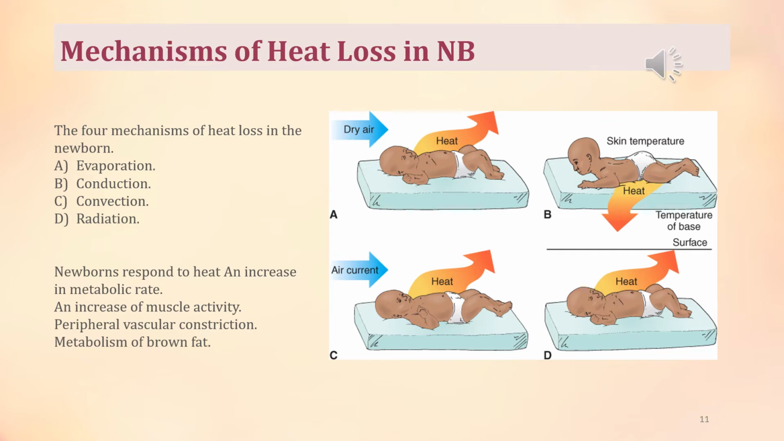Okay, so there are 4 different ways that babies can lose heat and get cold. The first is through evaporation. That's why we're going to make sure baby stays dry when they're initially born. We're going to dry them off. The second one is through conduction. That's when baby touches a surface that is cooler than their body temperature. Their heat is used up and they can get cold that way.